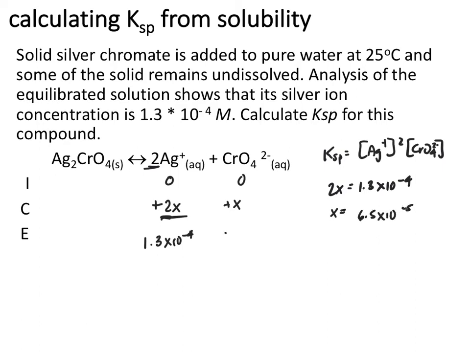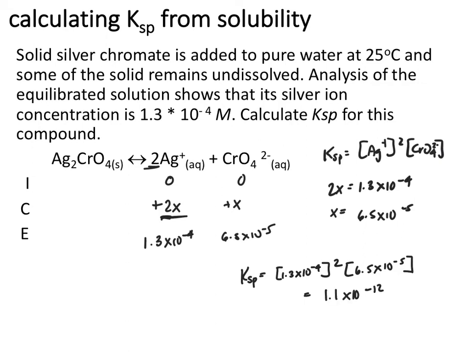That also corresponds to the concentration of our chromate, and so we have that to plug in. Now we have both of our concentrations of our ions at equilibrium, and those will get plugged into their respective positions in the Ksp. Now that we've plugged these in, we're going to plug this into our calculator, do the math, and that's going to give us 1.1 times 10 to the negative 12th as our Ksp for this specific solid.